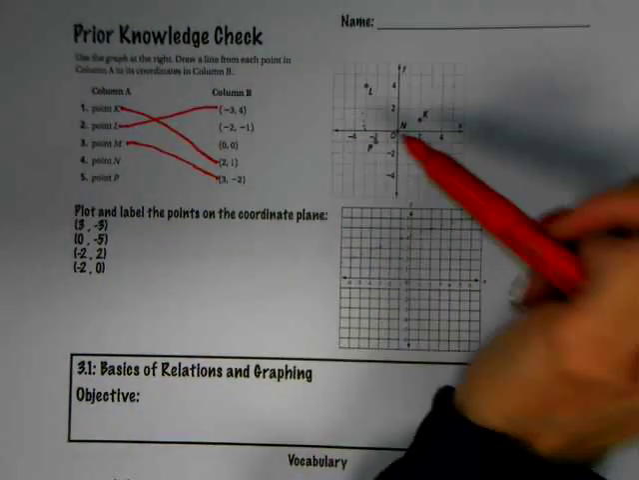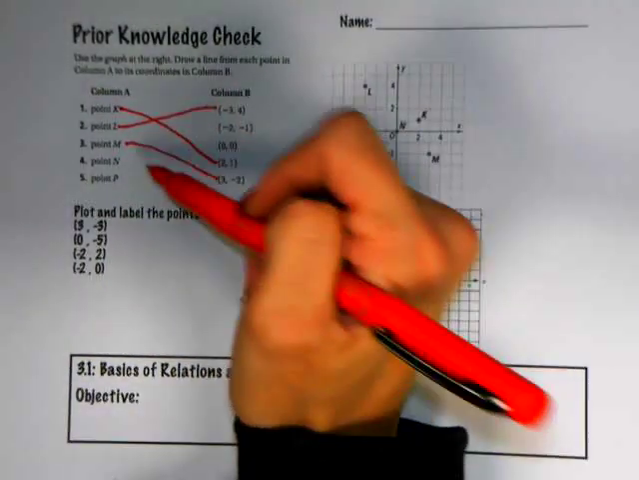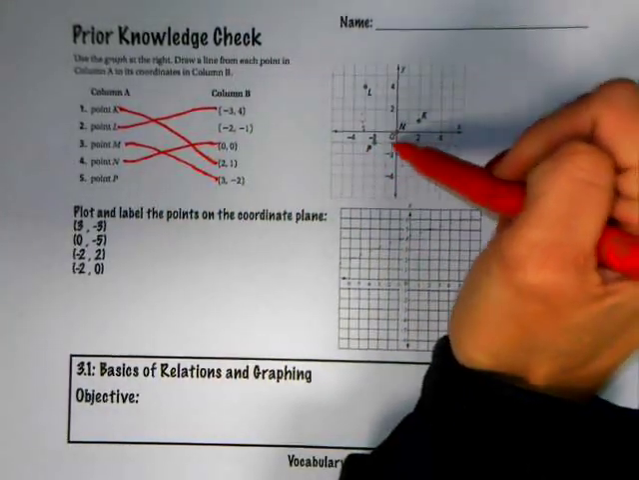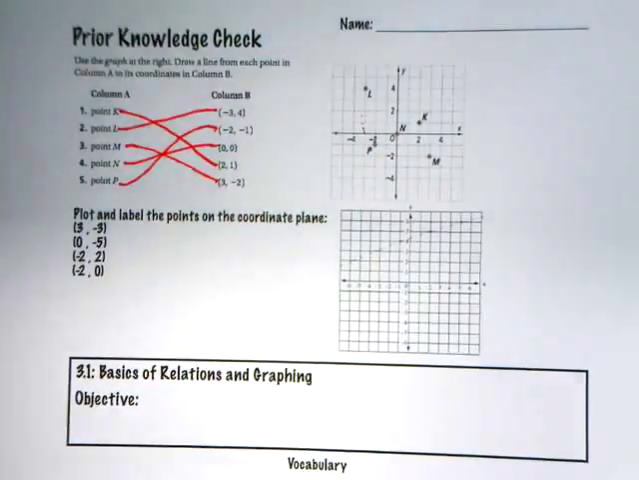Okay, N is right in the middle, so where's that going to be? 0, 0. Yep, 0, 0. And then P is over here, so -2 and then -1. So those should be the ones flashed up.